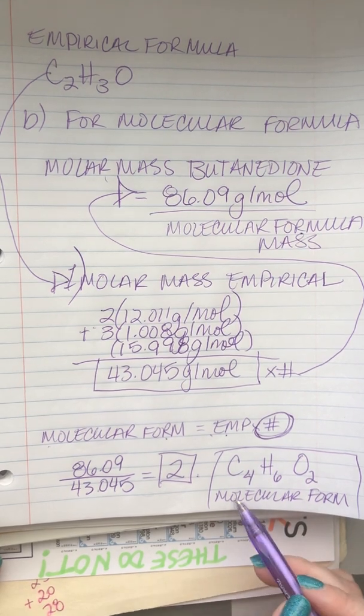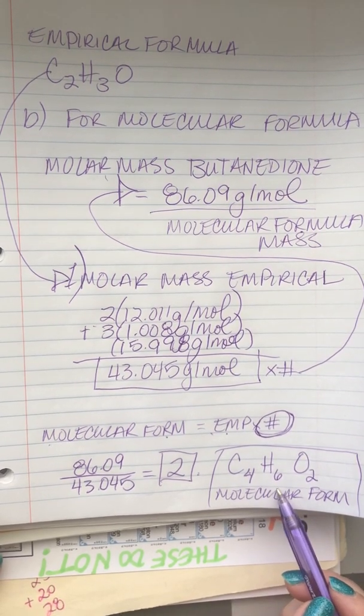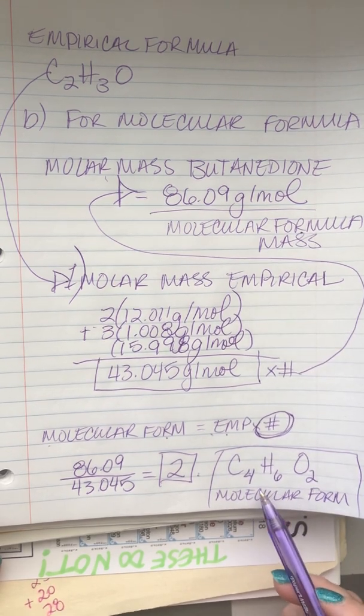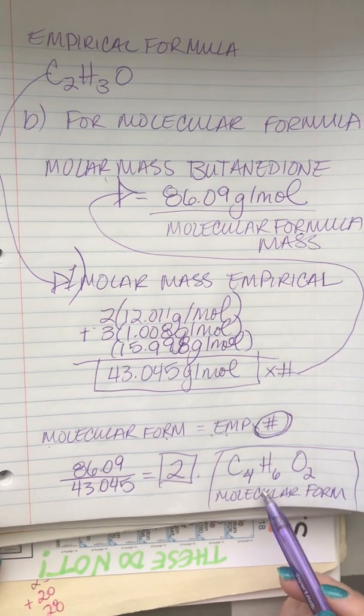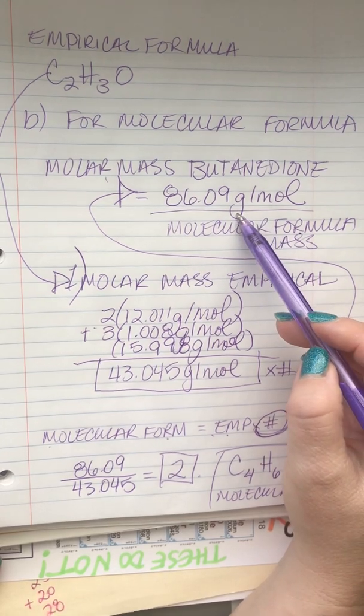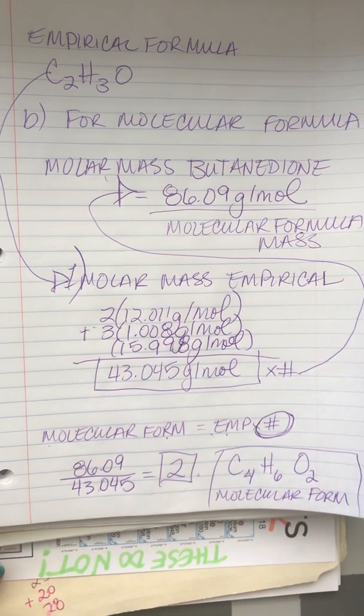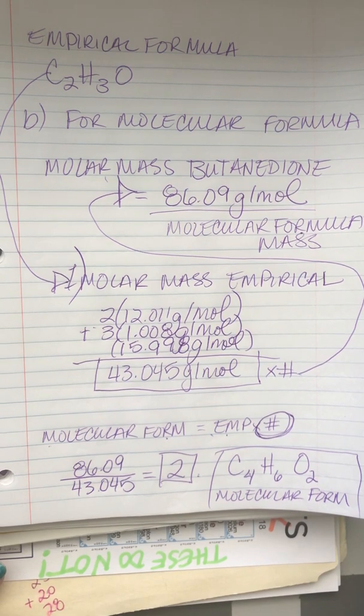Now, if we wanted to double, triple check and make sure we didn't mess anything up here, we could find the molar mass for this. If it doesn't match the original molar mass, then we did something wrong. Does that make sense? Questions about that, guys?